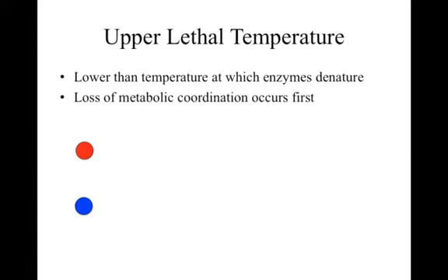Before that, though, typically your upper thermal limit, which is the upper temperature an organism can sustain or can live at, is lower than where enzymes denature. And the reason for this is what's known as loss of metabolic coordination. You can imagine all these reactions are like a finely tuned ballet. You don't want some of them coming in at the wrong time. Everybody has to work together in step in order for the whole thing to work.